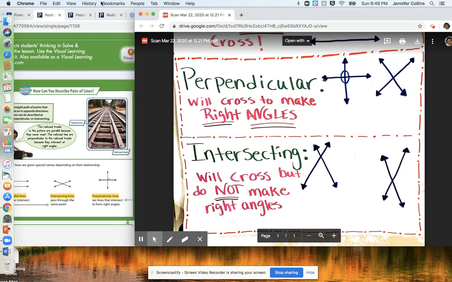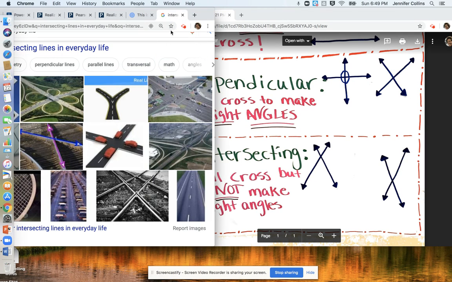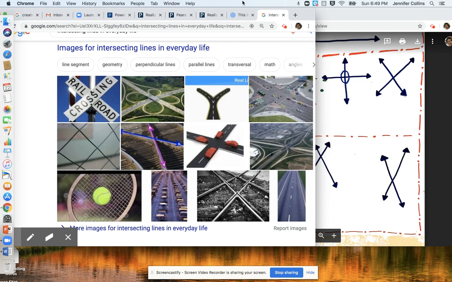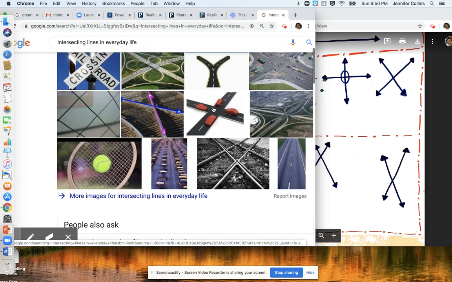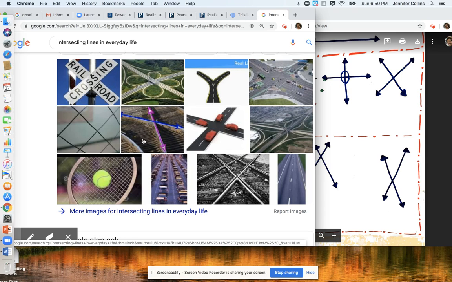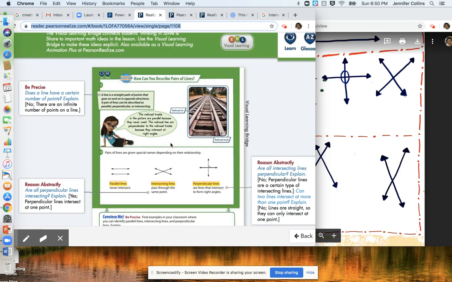I pulled some examples of intersecting lines for you. You can see some pictures here, like the railroad crossing sign and highways that cross at intersecting points. If you have ever been on Spaghetti Junction here in Atlanta, you've seen some examples of intersecting lines. The lines on a tennis racket, or some lines on street roads, are intersecting lines. If you notice here where the railroad tracks cross, those are intersecting lines. They do not cross at right angles. So you have lots of examples in everyday life.